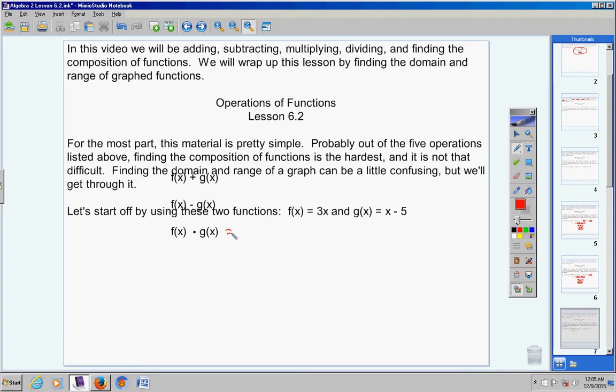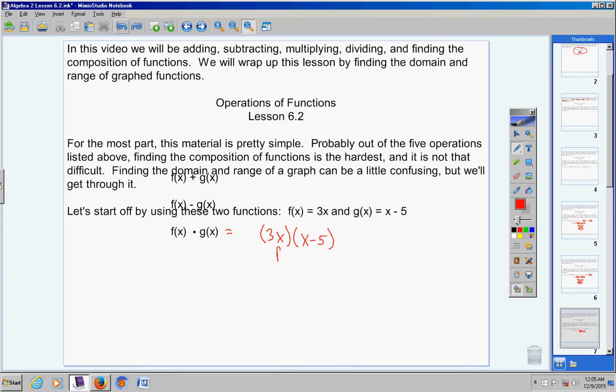Here we go. I have my f function first, so 3x times, and you're welcome to put the dot there, that's fine, and then times your g function, which is x minus 5. Personally, I would not put the dot there, but you're welcome to. I just know the two functions are multiplying, so they're side by side, okay? So there we go. So I have one function, my f function, times my other function, my g function, okay?